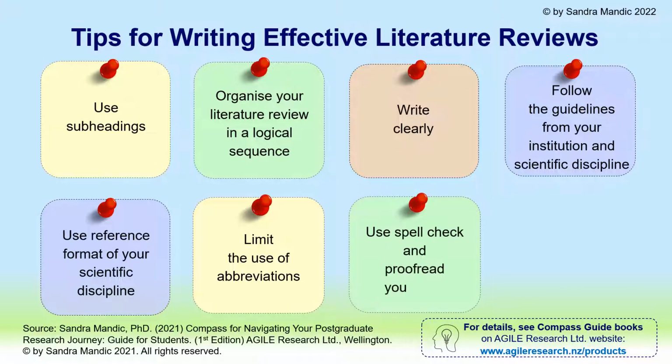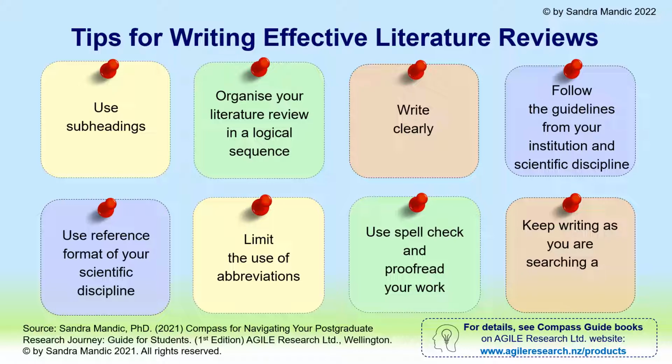Spell check and proofread your work. This is an easy way to increase the quality of your writing. Readers get distracted and sometimes annoyed when they come across spelling and grammar mistakes in academic and professional reports. Keep writing as you're searching for and reading the literature. Do not wait until you have read all the articles related to your research topic before you start drafting your literature review. Keep in mind that the literature reviews develop from one draft to another. Do not expect the first draft to be perfect, and do not try to make the first draft perfect. Use all feedback that you receive to improve the next draft.